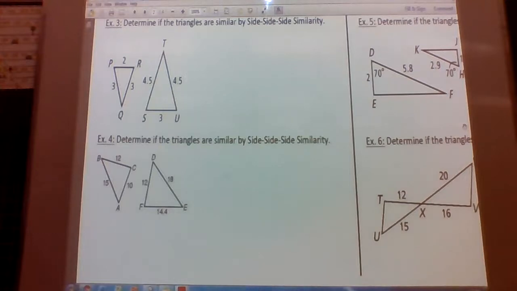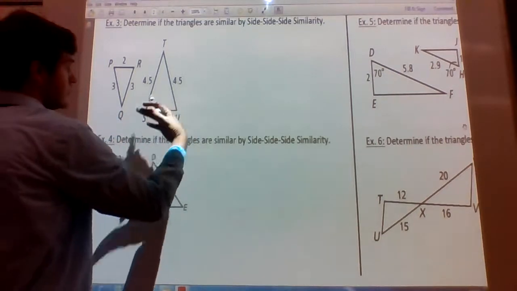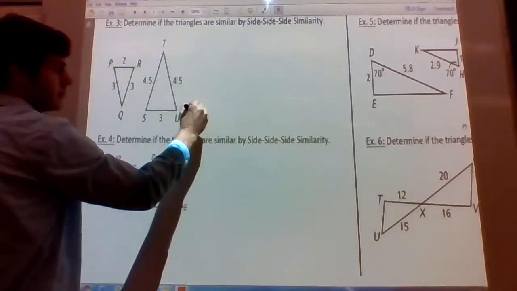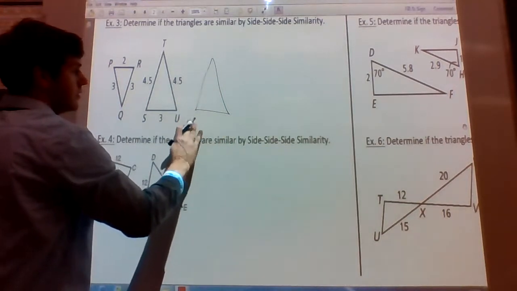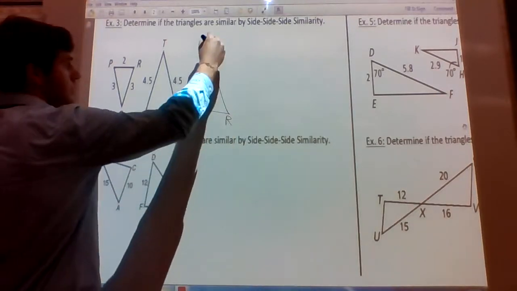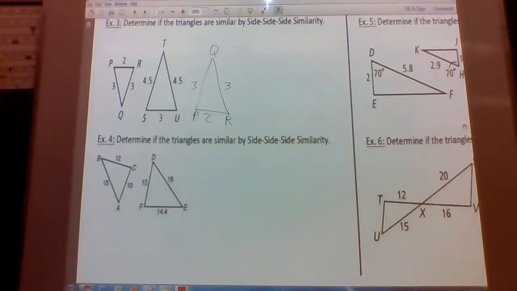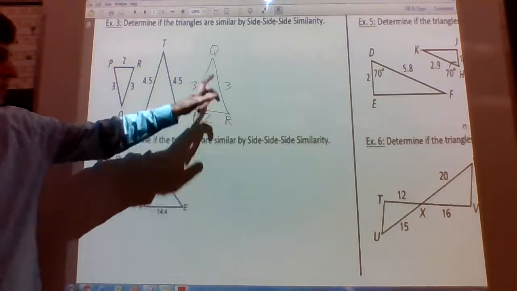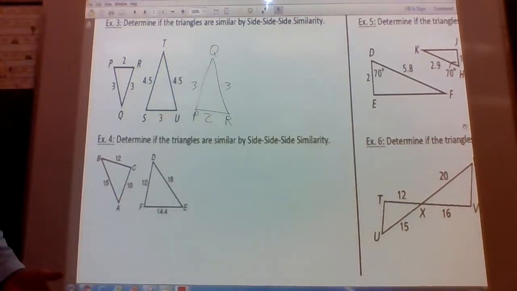So here are our two examples. Example 3. We can flip the triangle over, or we can rotate it. There's two different ways we can do this. Let's flip it over. So I'm going to redraw it right here. This would be P, this would be R, and this would be Q. This would be 2, 3, and 3. You could also rotate it, and then you would get R, P, and Q. Either way is fine. Since these two are the same length, we have isosceles triangles. So you're going to have actually two different sets of similar triangles.